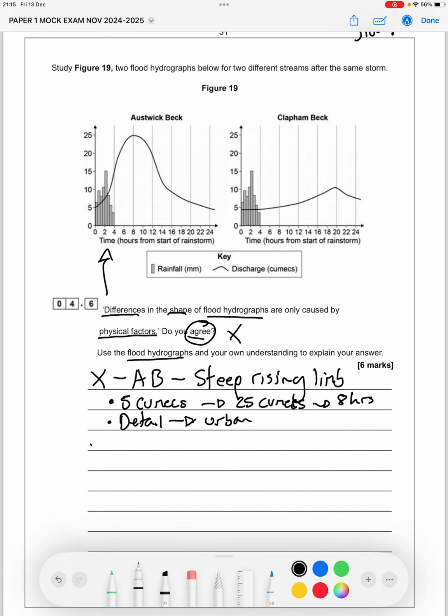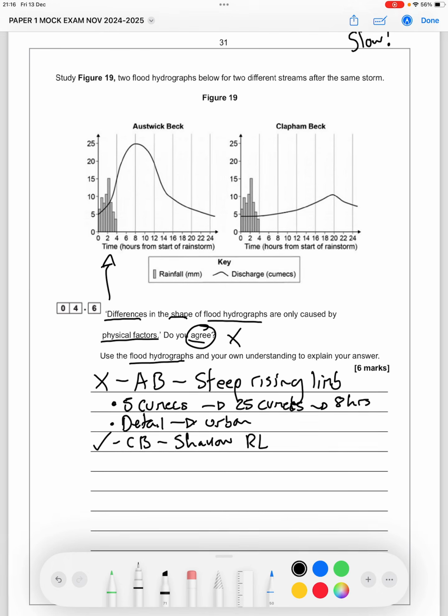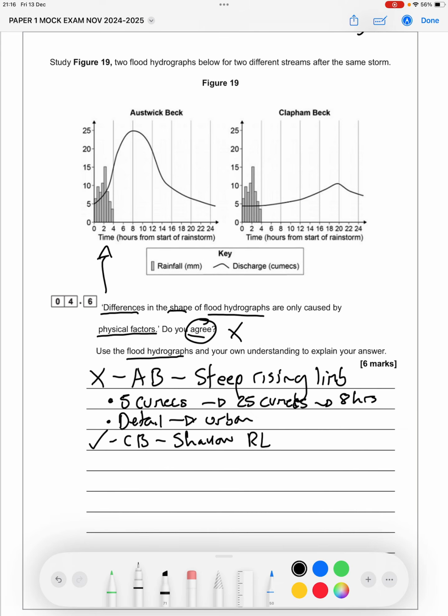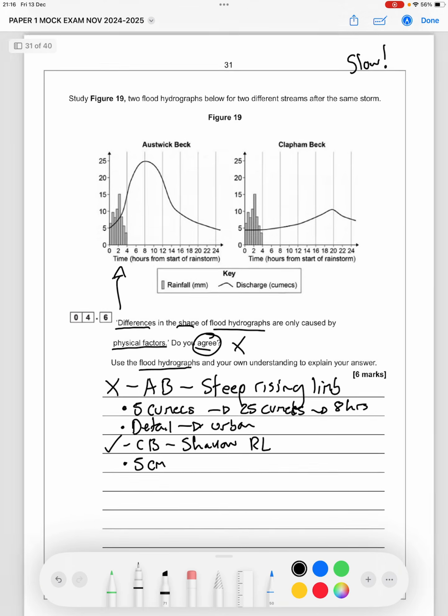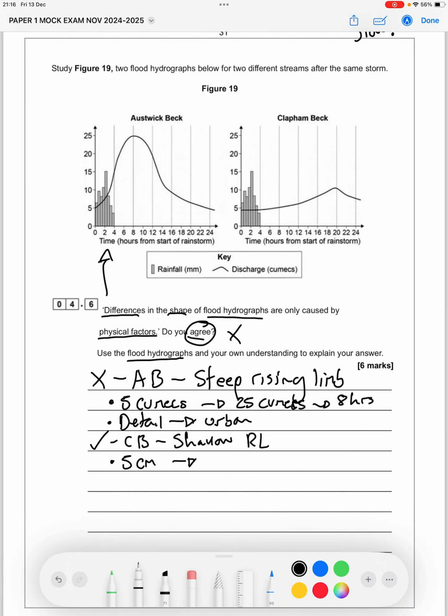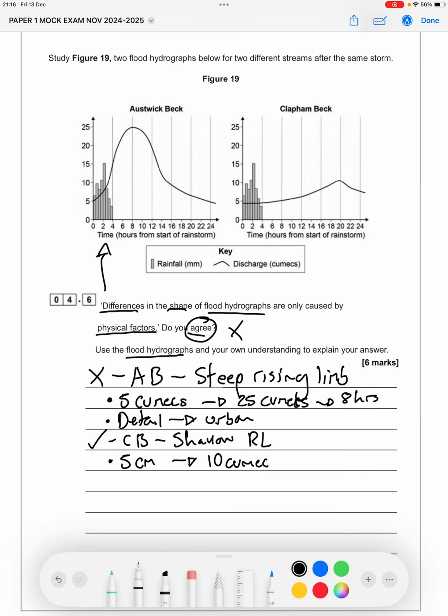But then you might say, well, actually, no, there can be physical factors. For example, with Clapham Beck, you've got a shallow rising limb. So you're using the figures. You then give that amount. Sorry, the iPad is being a bit temperamental. So you're saying it goes from 5 cumecs to 10 cumecs in 20 hours or so? So the river is filling up a lot slower. And then that is when you go into your detail.